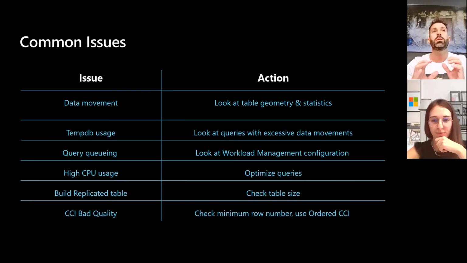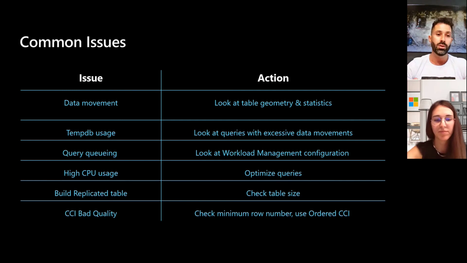Yes, so these issues that we have seen in our customers are the most common. So the first one, and the top of them, is data movement. Data movement is something that we have to worry about. We have to look at it, okay? And the action to it is: look at your table geometry, look at your statistics. So updating your statistics should be a part of your maintenance plan. Actually, currently we don't have auto-update statistics, so just treat it as usual, okay?